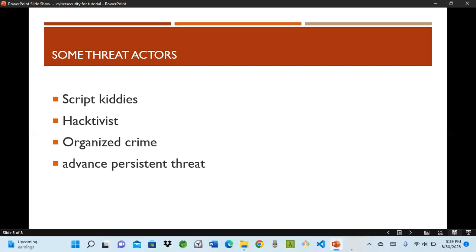Script kiddies, that's basically beginners, people who don't know how to make their own tools. They use tools that are already made. A hacktivist is basically just an activist, but he's a hacker though. He usually has something behind it, right? Some type of meaning, so maybe climate change or environment, something of that nature. But it can be anything though. Could be something political.